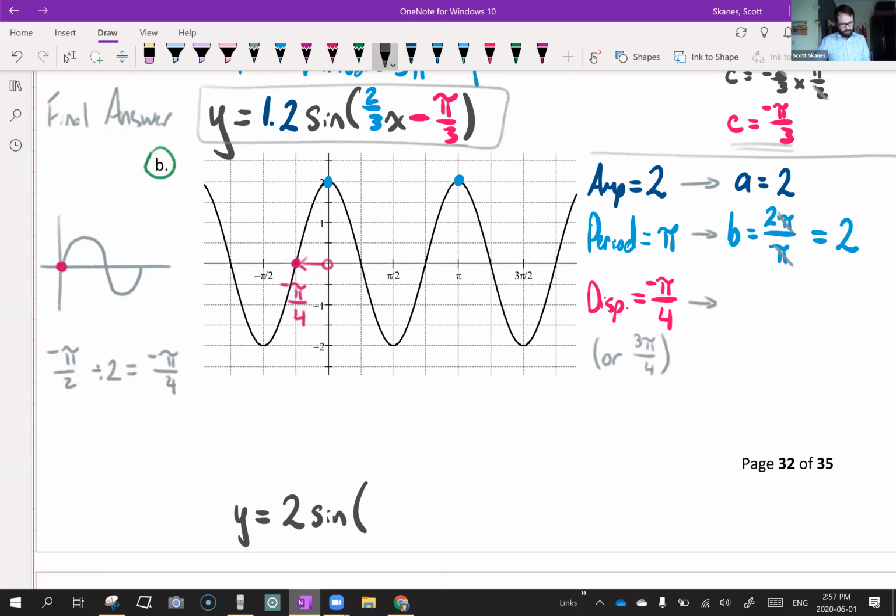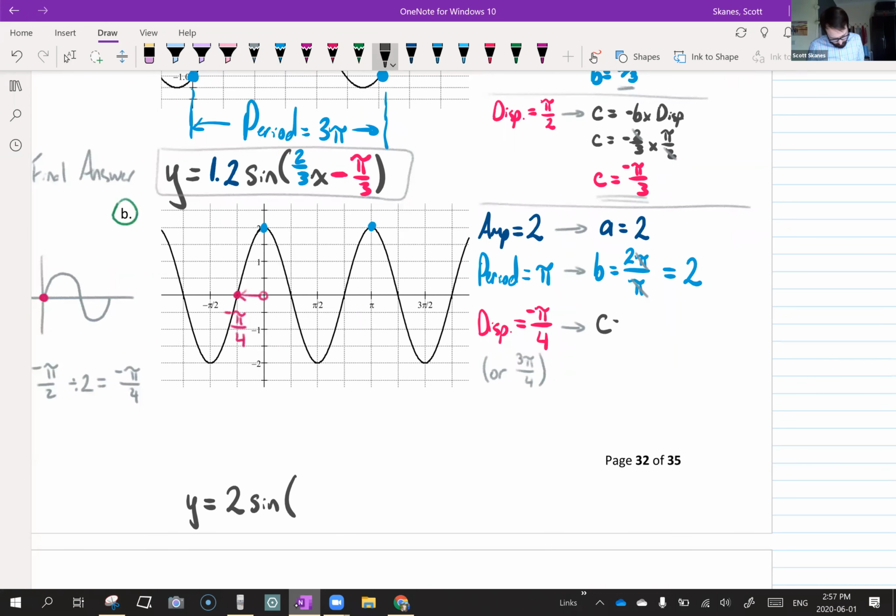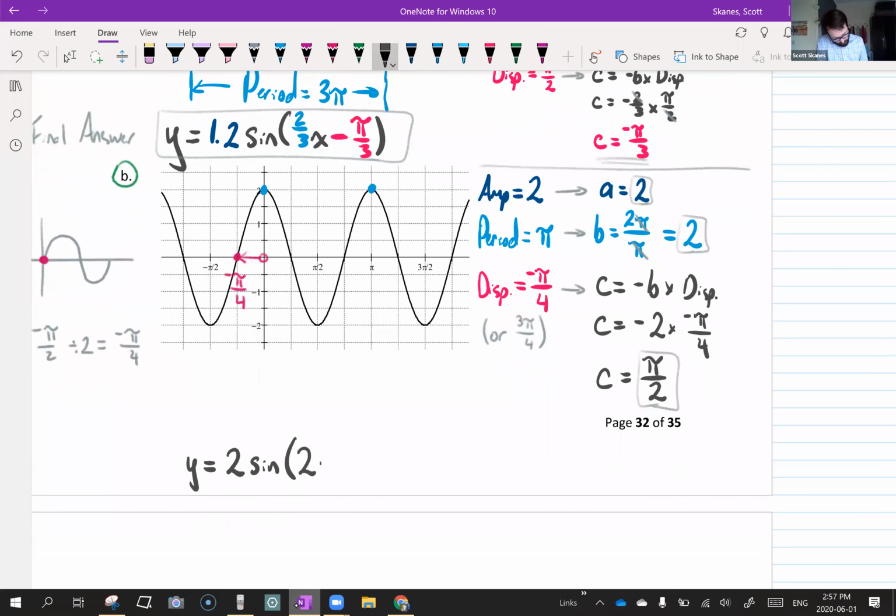Okay, let's try to get C. C, we're going to take negative b times the displacement. So that's negative 2 times negative pi over 4. If you work that out, you get negative pi over 2, or sorry, positive pi over 2. We have our A, we have our B, we have our C, which means we have our answer. A, B, C.